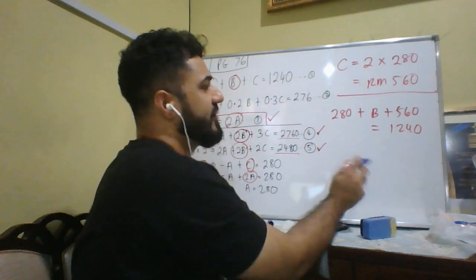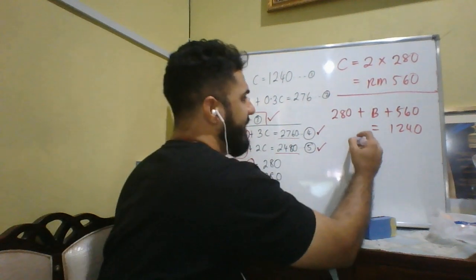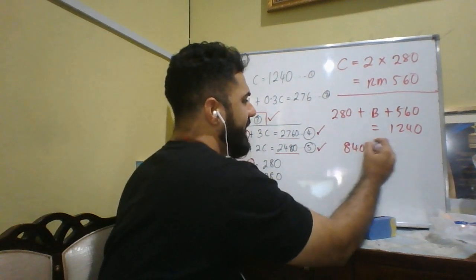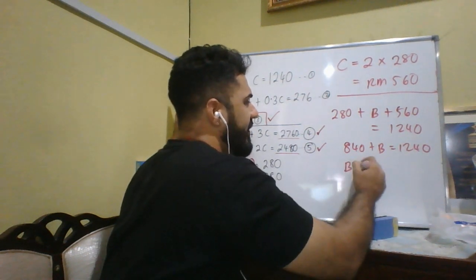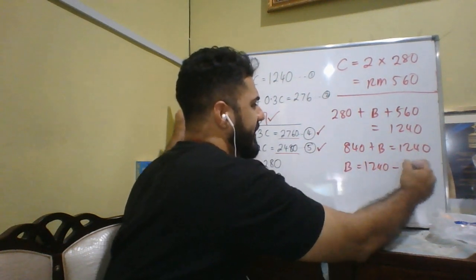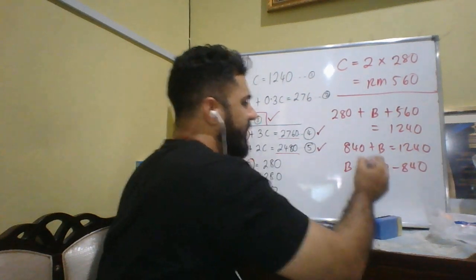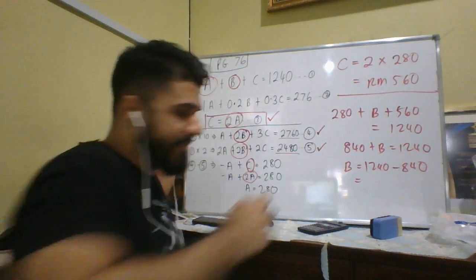So, you can add these two up. I think you're going to get something like 840. 840 plus B equals 1240. And B equals 1240 minus 840, which is about, I think, 400. Am I right? Yep, that's right.